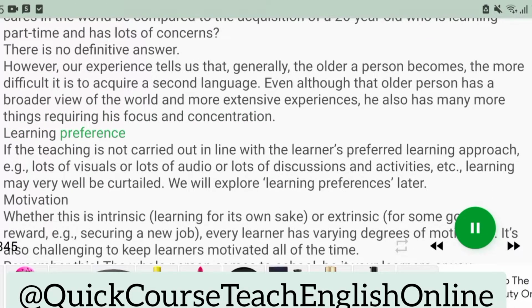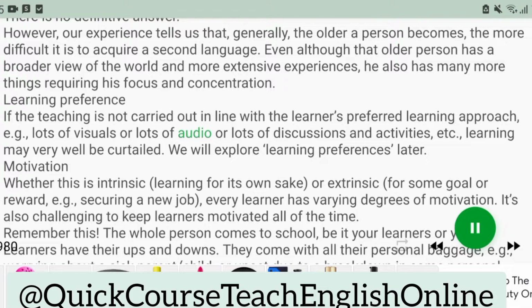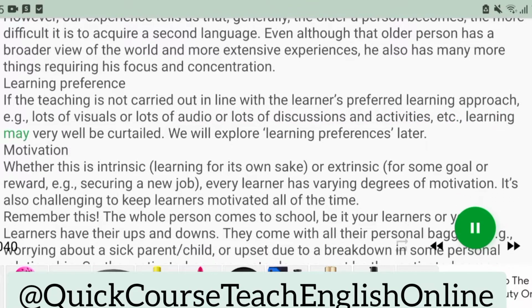Learning preference. If the teaching is not carried out in line with the learner's preferred learning approach, e.g., lots of visuals or lots of audio or lots of discussions and activities, etc., learning may very well be curtailed. We will explore learning preferences later.